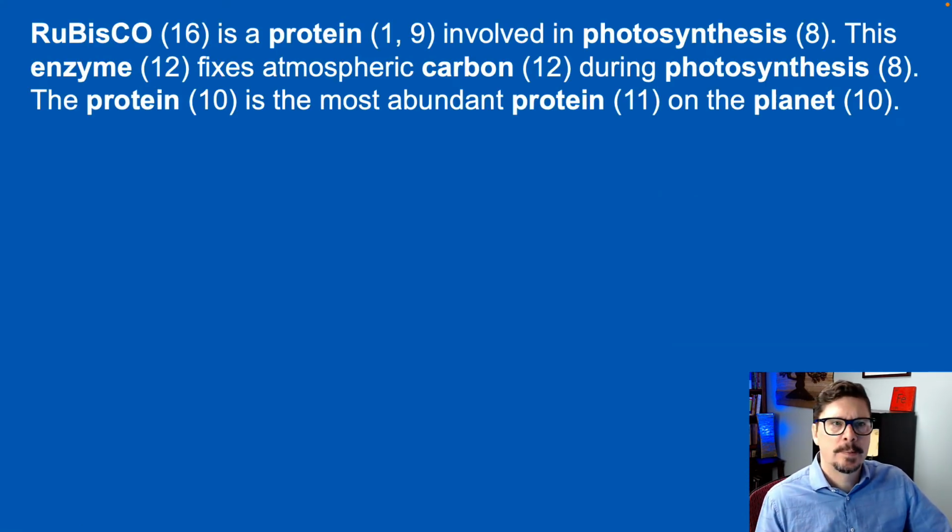Here's another example to look at some of these new rules and some of the previous rules that we already discussed. Rubisco is a protein involved in photosynthesis. This enzyme fixes atmospheric carbon during photosynthesis. The protein is the most abundant protein on the planet.